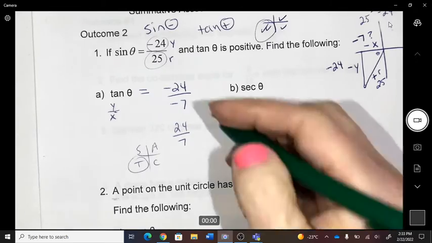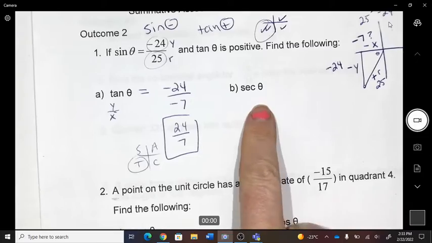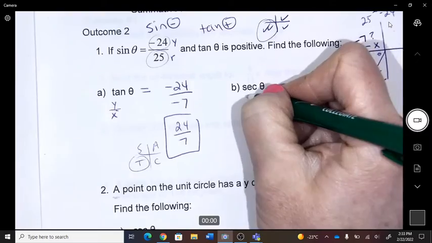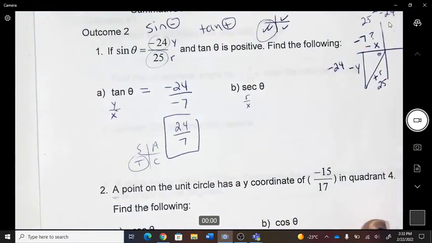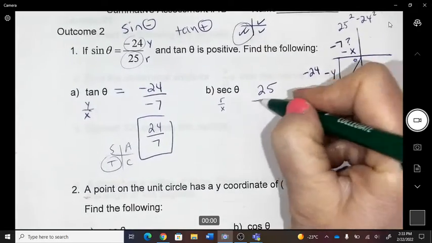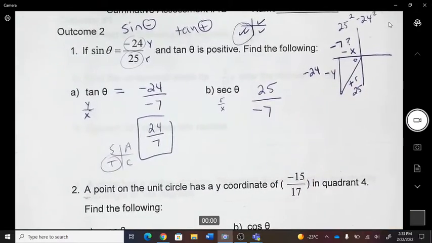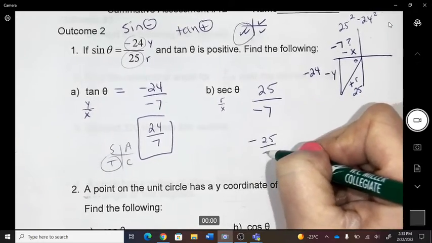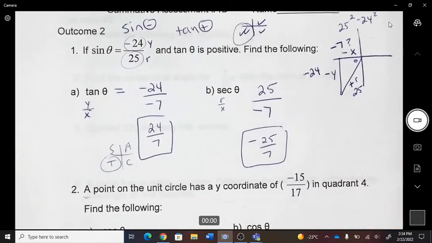Okay, so secant, that's the next answer. Secant ratio. So I need an r divided by an x. So I'm going to write a 25 divided by a negative 7. And again, I'm not going to deduct points. That's all good. But when I write numbers, I don't usually write the negative on the bottom, but it doesn't matter. It's just a negative value, whatever it would be, if you were to make it a decimal.